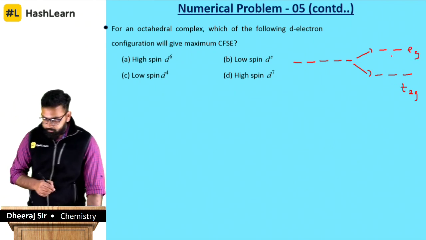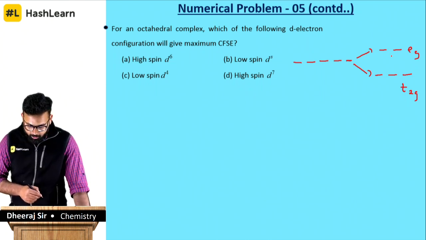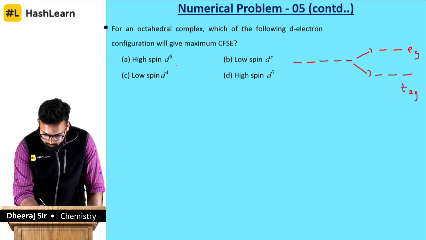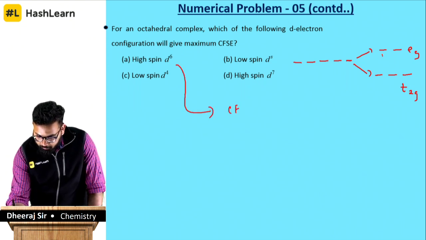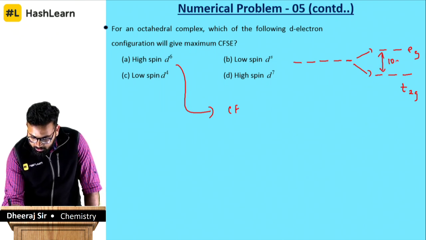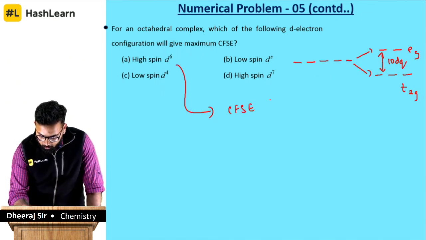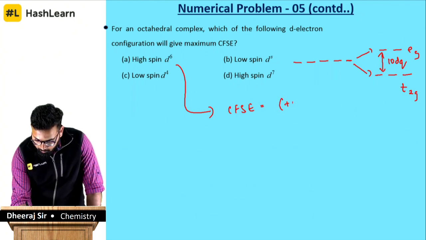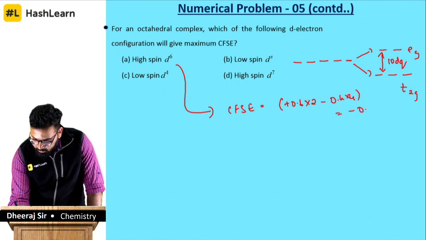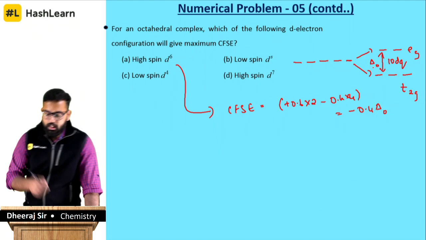So when they say high spin d6, they're talking about the CFSE energy. The difference in the energy between the two is considered as 10 Dq. So CFSE in the case of 6 electrons is plus 0.6 into 2 minus 0.4 into 4. So this is equal to minus 0.4 delta naught. If you're wondering what delta naught is, the energy gap between the two levels is called delta naught.